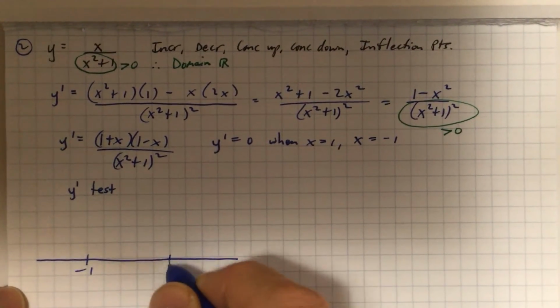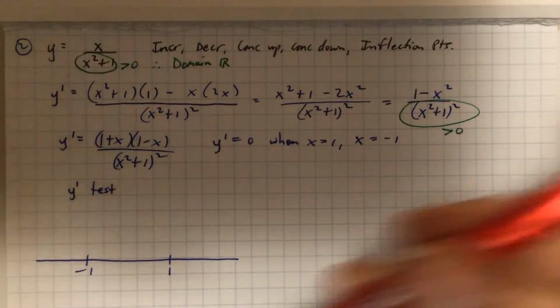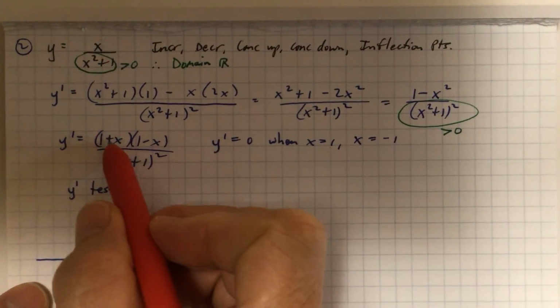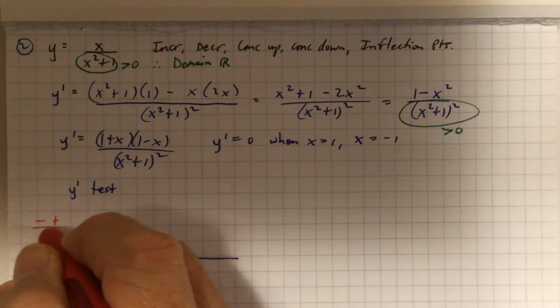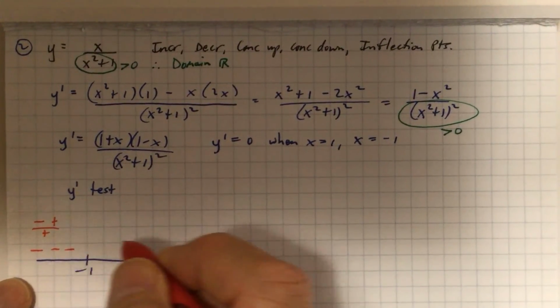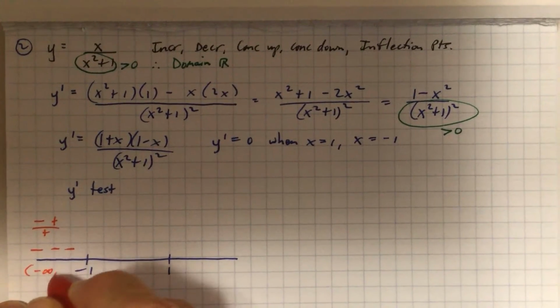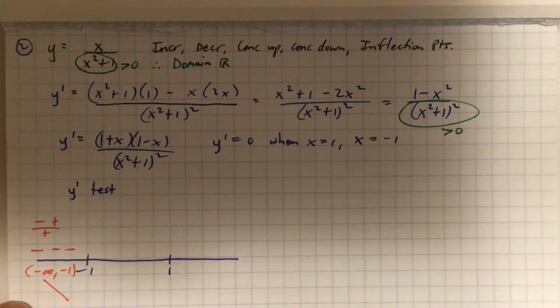So we have negative 1 and we have positive 1. And to the left of negative 1, let's take negative 10. Negative 10, the first factor is negative. The second factor is positive. The denominator is always going to be positive. So we have negative. So the derivative of this function is negative from negative infinity all the way to negative 1. Therefore, the function y will be decreasing all the way to negative 1.